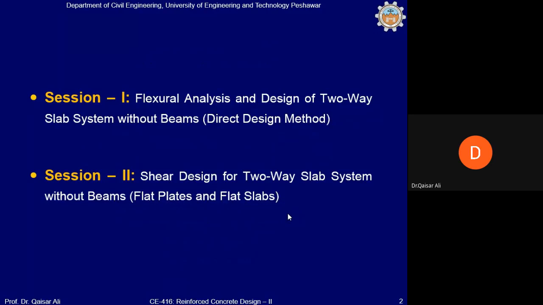There are two sessions in this lecture. In session 1, we will discuss the flexural analysis and design of two-way slab system without beams using an analysis method which is called the direct design method. And in session 2, we will discuss the shear design for two-way slab system without beams. Because there are no beams, punching shear is usually a problem in flat plates and flat slabs. So we will also discuss how to eliminate and overcome this problem of punching shear.